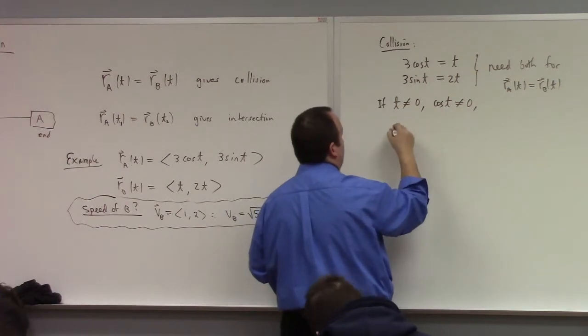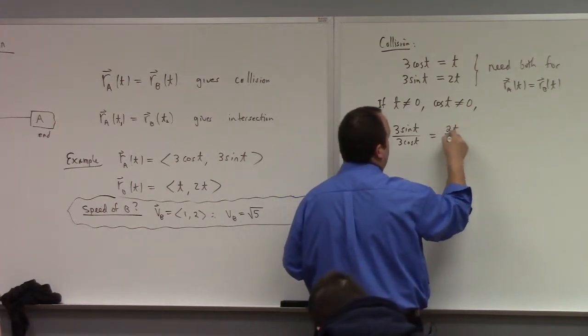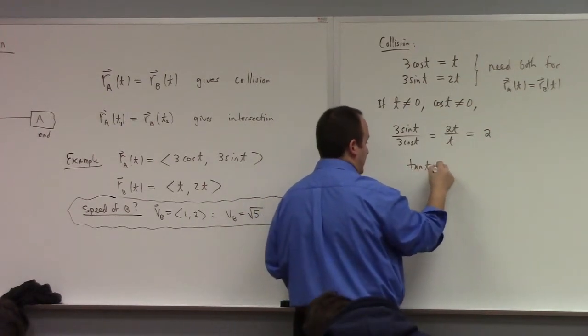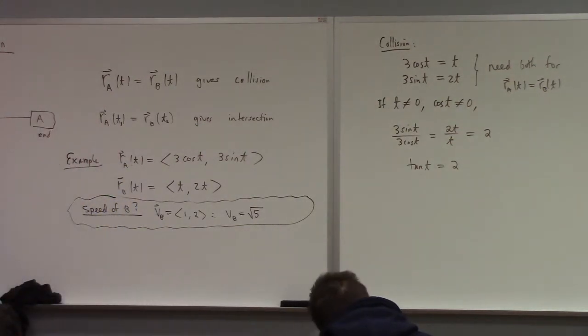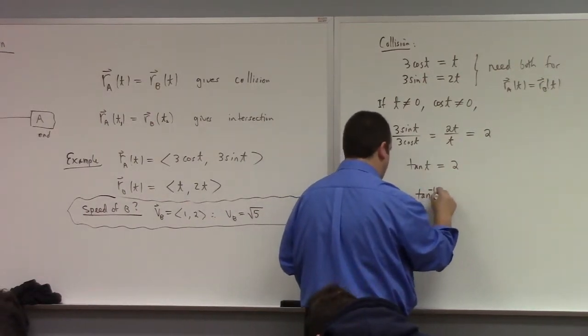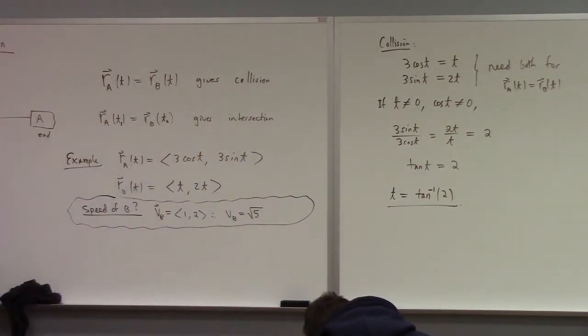Then I can divide these equations and I get 3 sine t divided by 3 cosine t is equal to 2t over t, right? Which is 2, and the 3's cancel. We get tangent of t equals 2. And so t is equal to what? Now, is that a solution? I think we could go back up and check.